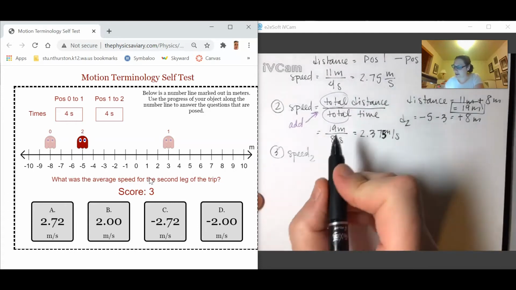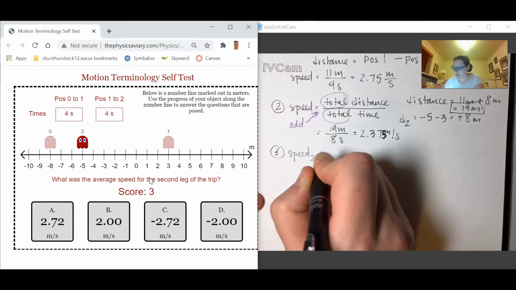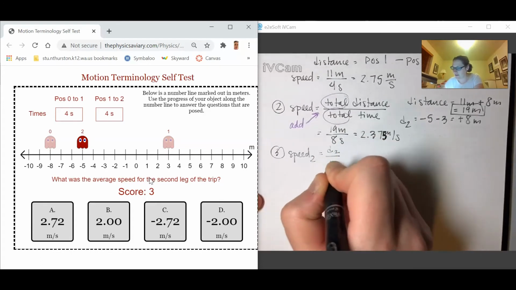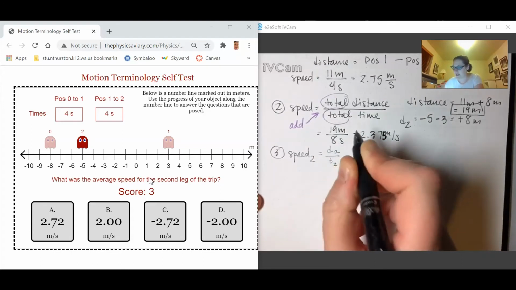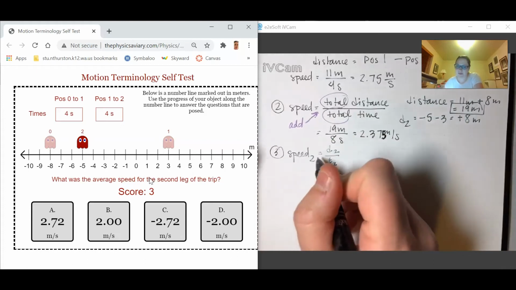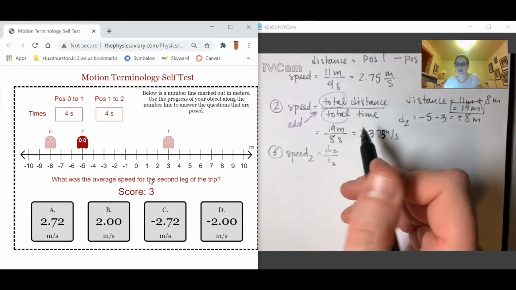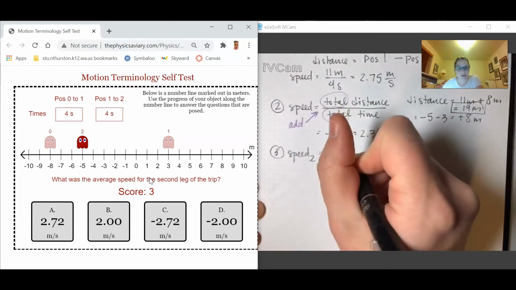So my speed for the second leg of my trip is going to be the distance for the second leg of the trip divided by the time for the second leg of the trip. So I'm putting those 2's down there. Listen to the words I'm saying too to make sure you understand. I'm just keeping track of what they are.